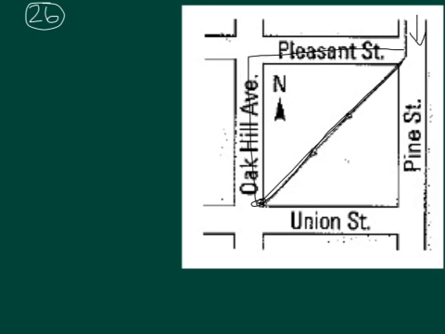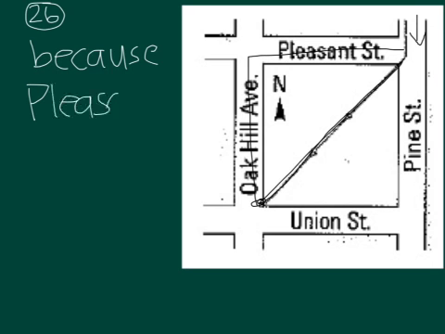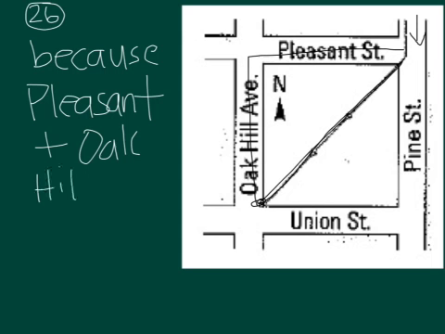Well, this has to go back to one of our theorems here, and that theorem is the triangle inequality theorem. So the reason this is shorter is because Pleasant Street plus Oak Hill Street, when I would walk both of those distances together, is definitely going to be greater than walking across the lot. So the lot would be shorter than walking Pleasant plus Oak Hill. So that's theorem 5.13.